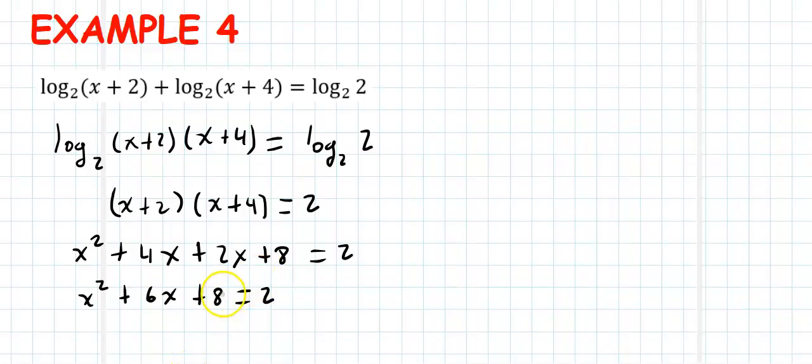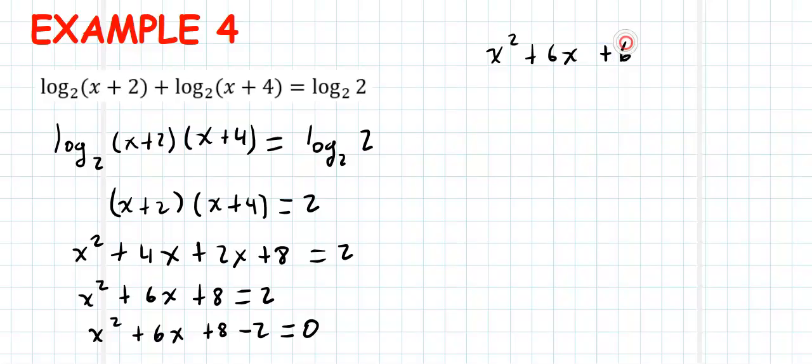Now we need to equal the equation to 0. So x to the second power plus 6 times x plus 8 minus 2 equal 0. Now add the like terms. So x to the second power plus 6 times x plus 6 equals 0. To solve the quadratic equation, we can solve by completing the square or use the quadratic formula. I'm going to use completing the square.